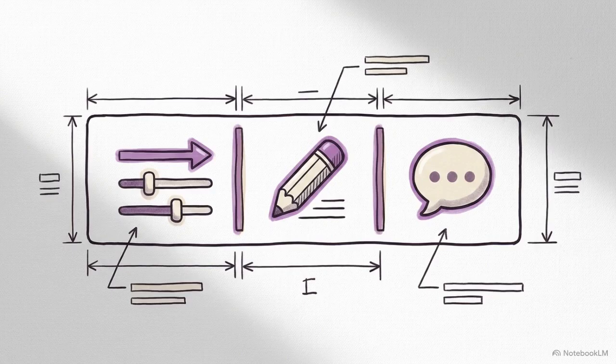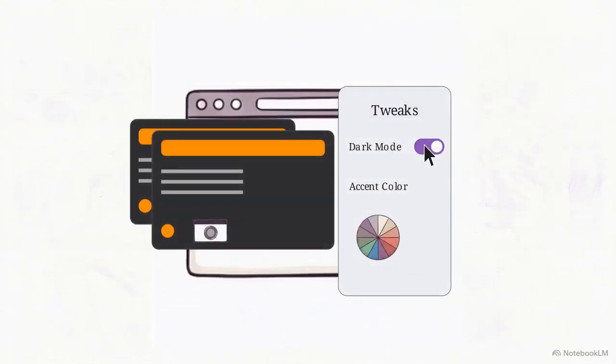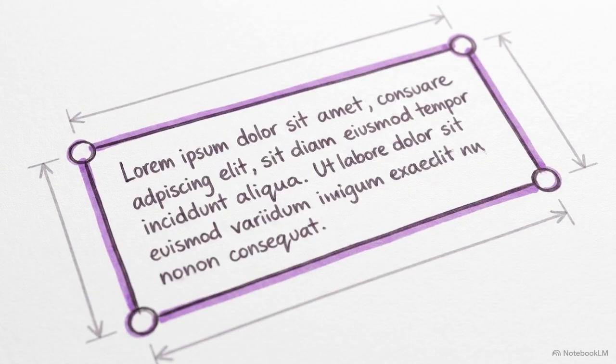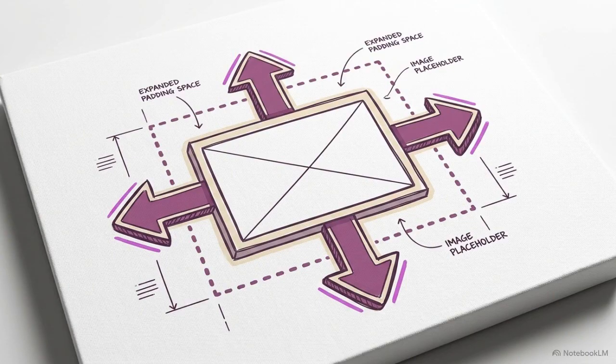The top toolbar provides 3 editing methods. The first mode is tweaks. Use this for global changes, like toggling the entire deck into dark mode or swapping the overarching accent color. The second mode is edit. This provides granular manual control. You can adjust individual text blocks, alter font sizes, or expand element padding.